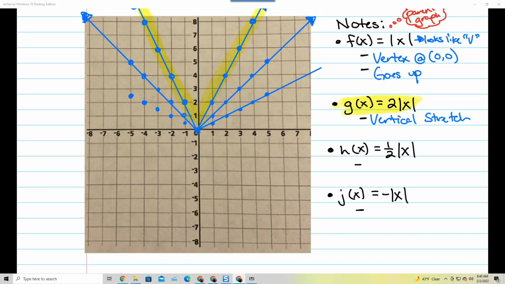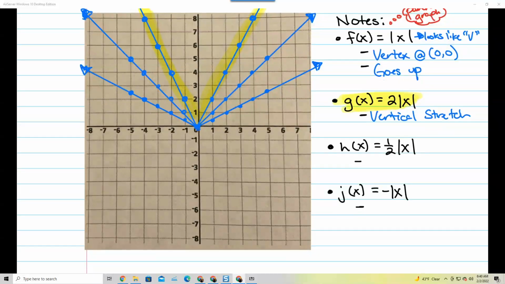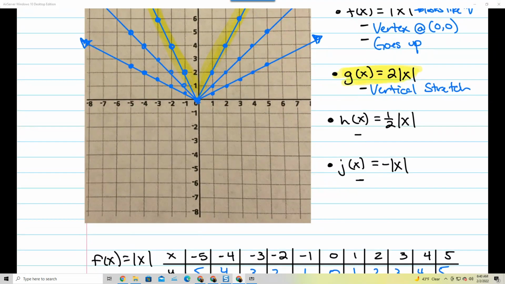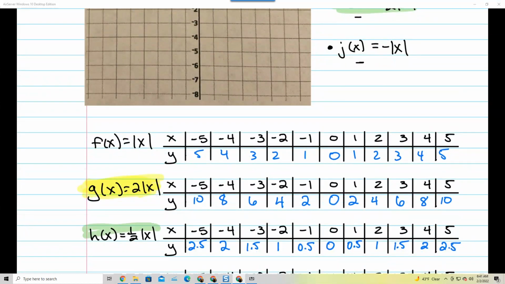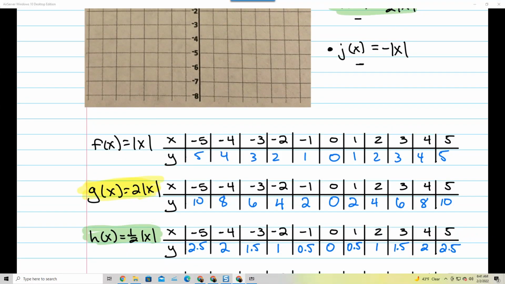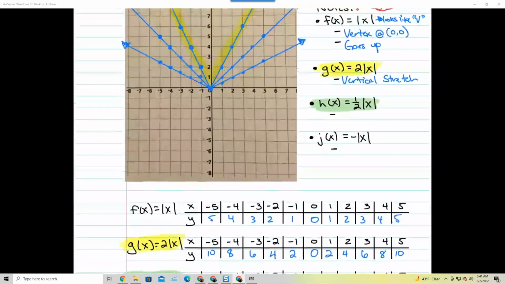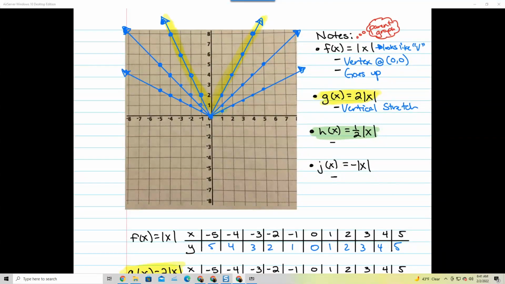I'm going to use a ruler to connect these. And I'm going to use my green highlighter. Whoops, that's not a highlighter. Let's try that again. That's the wrong color. Let's try that again. There we go. I'm going to use my green highlighter to highlight my h of x, which again is me taking my absolute value of x and multiplying it by a half. So this new graph is this one here.